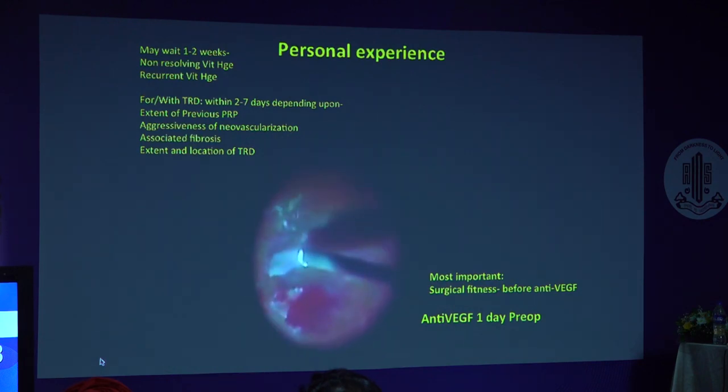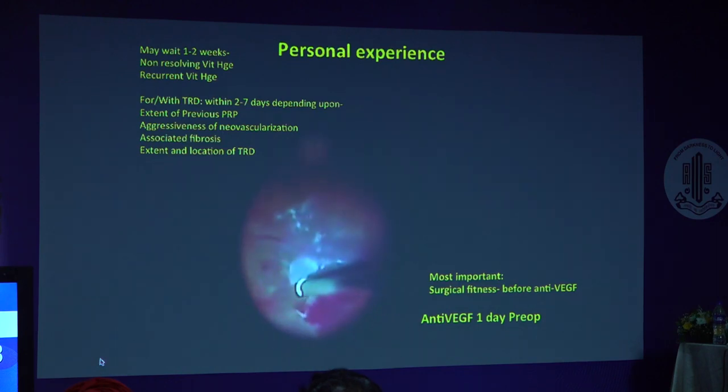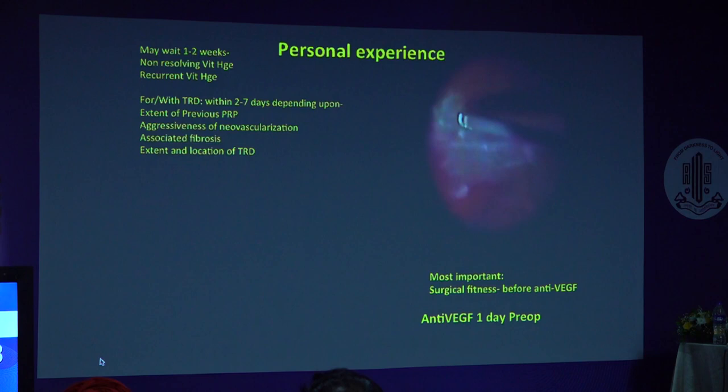We can see there is a little bit of bleeding, and this is pre-op, post-op 1 day, as the anti-VEGF was given 1 day before only. There is some bleeding, but still it's not interfering with our segmentations and delaminations. We are able to peel the membrane even without significant trouble, and the result was good.